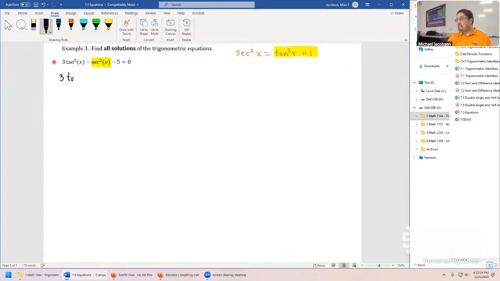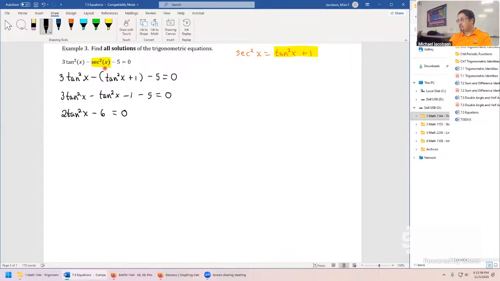So this turns into 3 tangent squared x minus, make the substitution, secant squared is tangent squared x plus 1, minus 5 goes to 0. Next, we'll distribute the negative into that group, combine like terms. So we have 3 tangent squared x minus tangent squared x minus 1 minus 5 equals 0. So altogether, it's 2 tangent squared x minus 6 equals 0. So now the dust is settled.